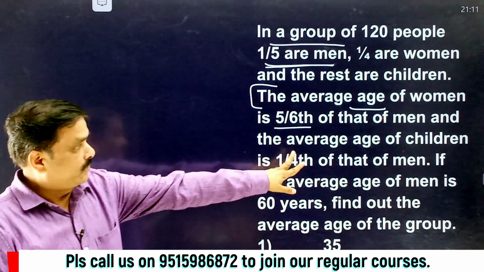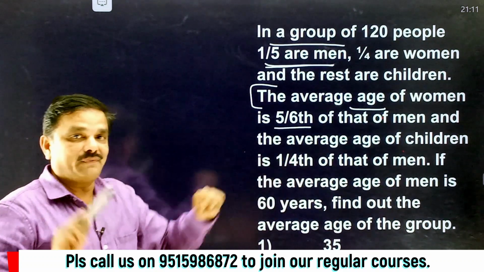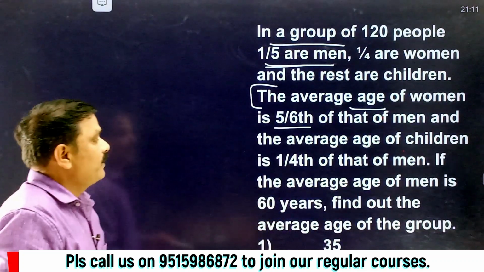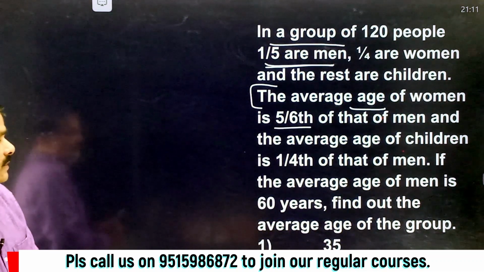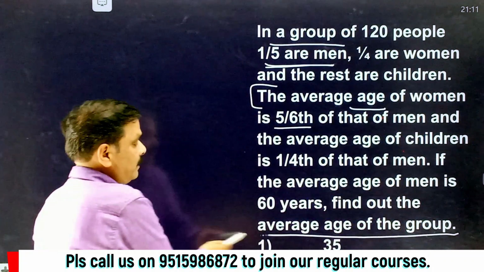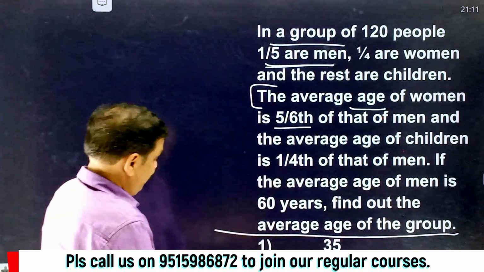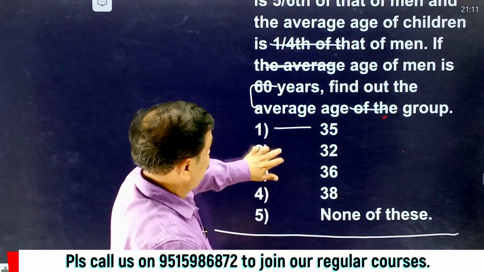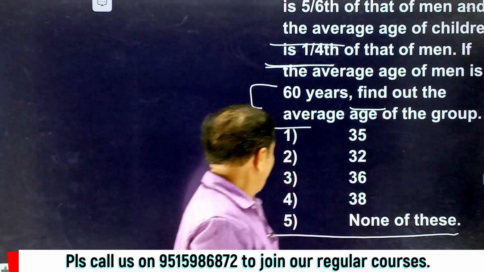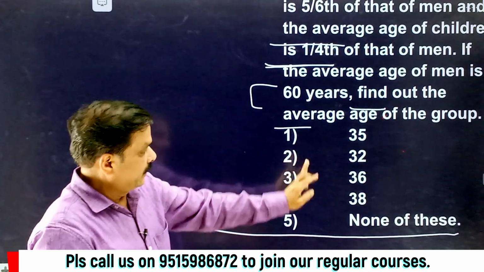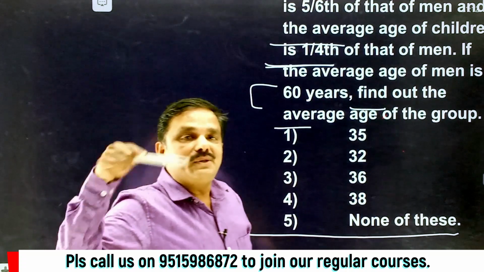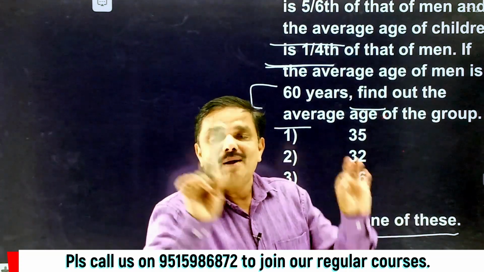Here the comparison between children and men is as far as the average age is concerned. Finally, if the average age of men is 60 years, find out the average age of the entire group, is the question. After that, they have given the options. Total 5 options they have given. Actually, in the SSC examination, 4 options will be there. Anyway, here: 35, 32, 36, 38, and none of these. None of these means none of the given options is true; I got some other answer which is not there in the options.